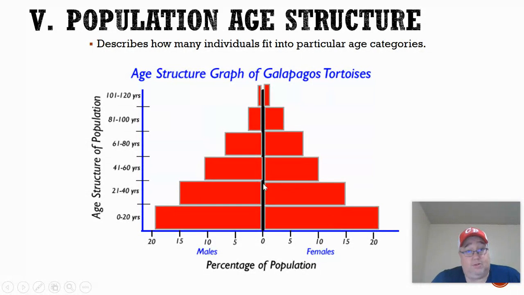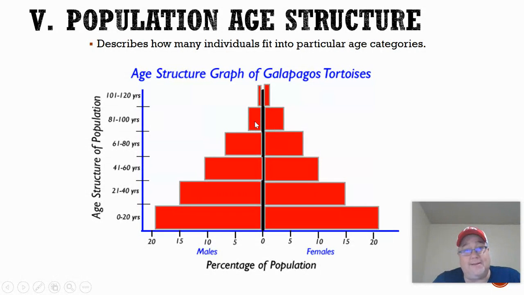You can go up to 21 to 40. Males look like about 15%. Females, it looks like about 15%. So it's about even there. So you can look at each age level and see what the distribution is, male and female. But I think it gets really interesting when you get up in here. Say you get above 80 years old, you'll notice that there's a lot more females surviving into those older ages than there are males.